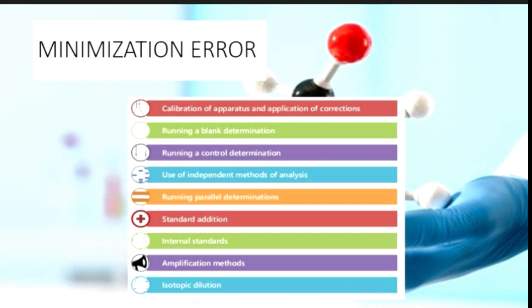Next one is the isotopic dilution. Isotopic dilution means mixing the sample with a stable added isotope so that we get a ratio, right, that we are comparing. That is what isotopic dilution is.